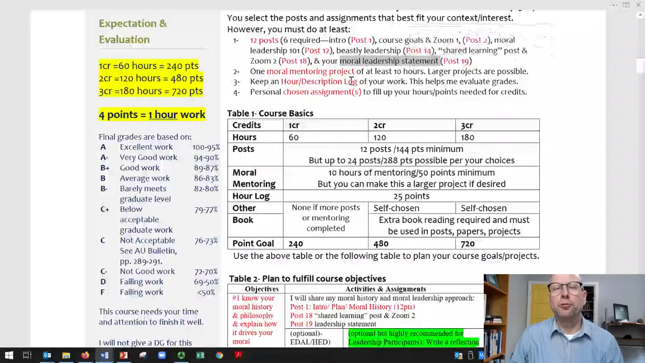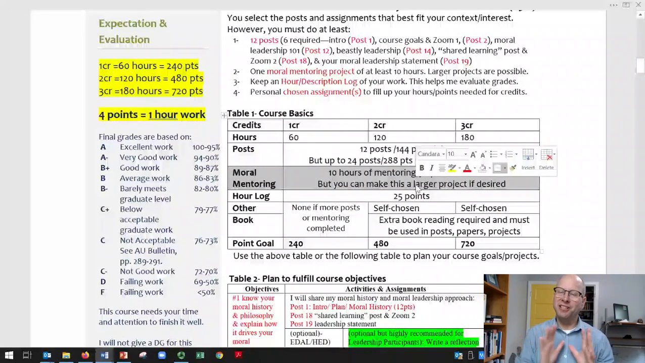So, and then of course, in addition to posts, we have a few more items. One of them is a moral mentoring project. Everybody has to do a moral mentoring project of at least 10 hours, where you're working with somebody on their moral behaviors or on their moral thinking or helping them with new moral ideas. One person has helped an individual who cussed a lot improve their cussing. In fact, it was a female helping a female cousin who cussed a lot.